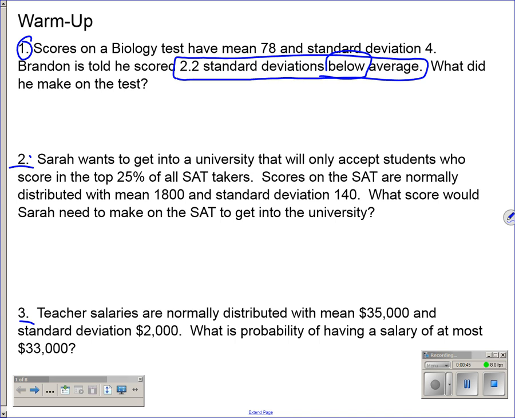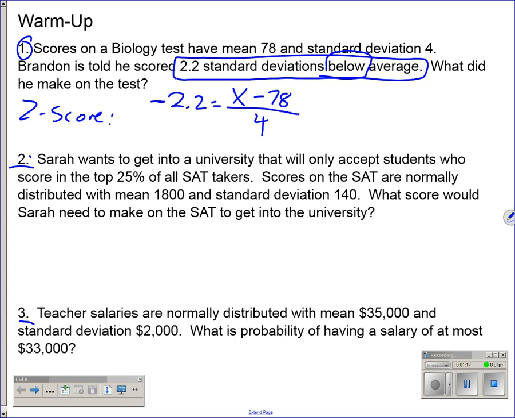What does it say? Z-score. Remember what I boxed here, that is what my z-score is. It tells me how many standard deviations away from the mean I am. I'm 2.2 away. Is it positive or negative? Negative. Below means negative, so I got negative 2.2 equals the value, which is what I'm looking for, subtract your mean, 78, divide by your standard deviation, 4.